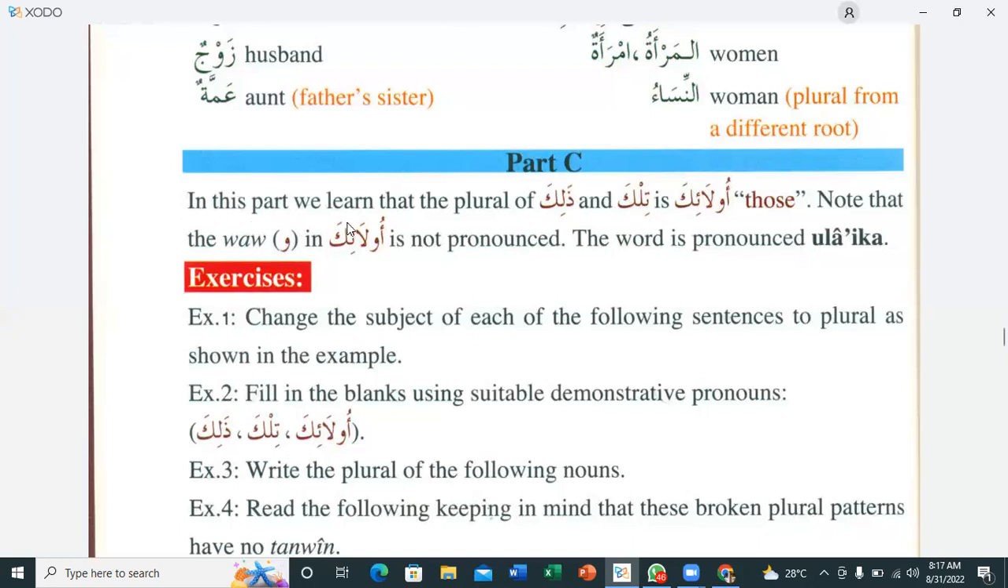In this part, we learned that the plural of zalika and tilka is ulaika, meaning those. Note that the vowel in ulaika is not pronounced. The word is pronounced ulaika. Got it? Yes. Okay.